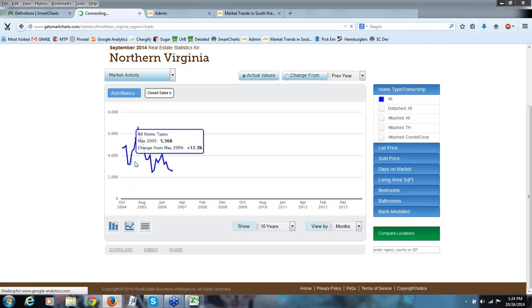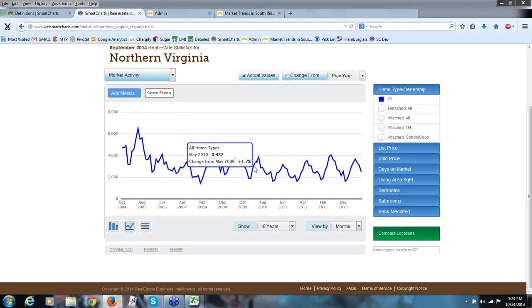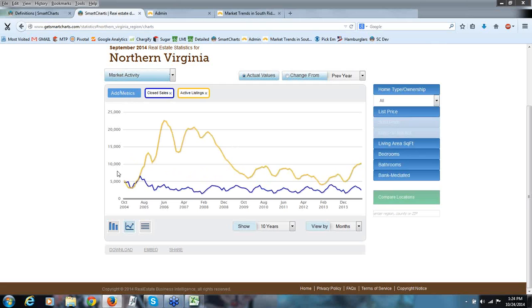I can change this to the line view, the same data, just plotted differently. I can also turn on additional metrics like closed sales versus active listings. Like I said, these sales were skyrocketing here, but they're dwarfed by active inventory once that sales pipeline kind of shut down a bit. And so we can see just how far Northern Virginia's come from the active listings we had when everything stalled.